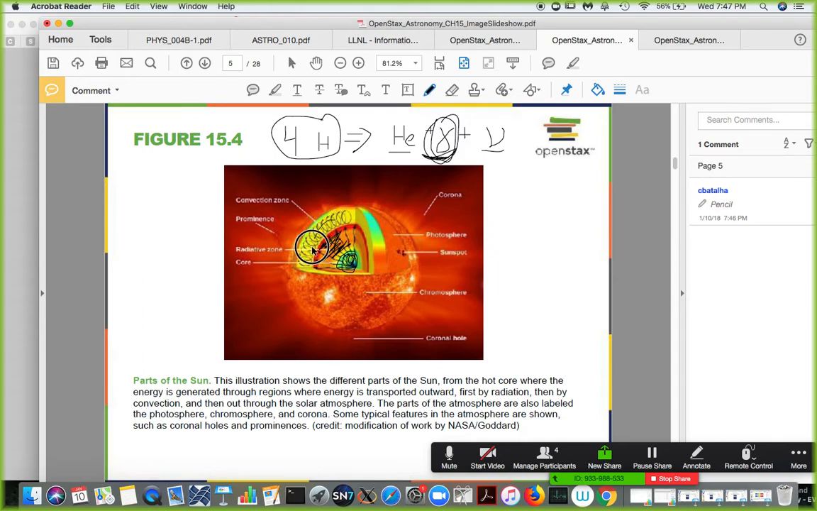So the last region in the solar interior is here represented by these bubbles, these cells, is the so-called convective zone. Convective zone, from convection.